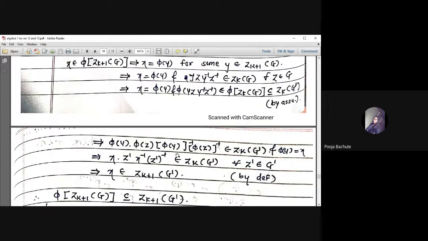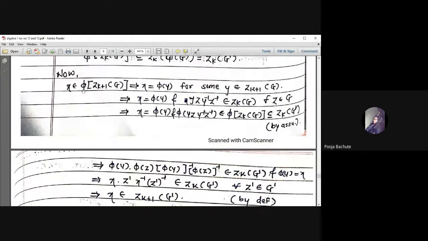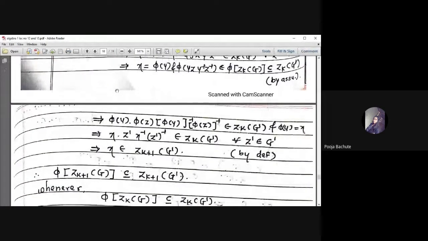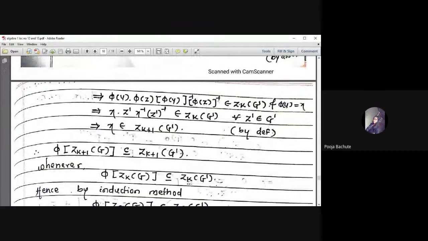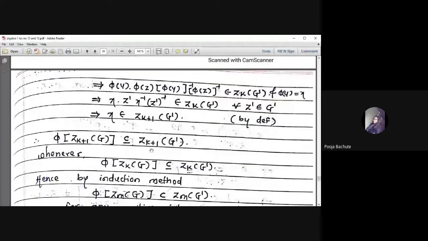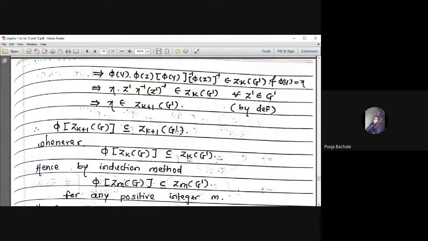Hence, here we took any element from phi of Zk plus 1 of G. Here we got x belongs to Zk plus 1 of G dash. Okay, so phi of Zk plus 1 of G is a subset of Zk plus 1 of G dash. Okay, any doubt up to here?